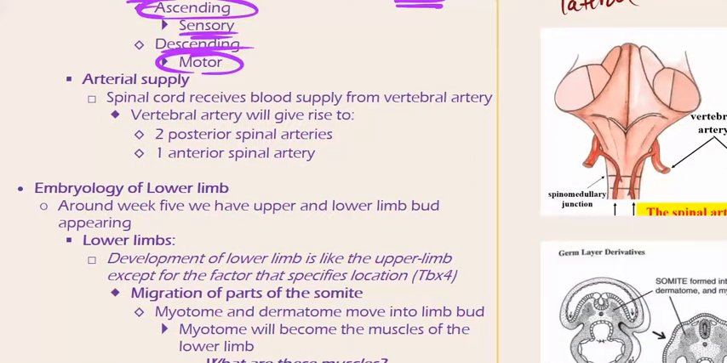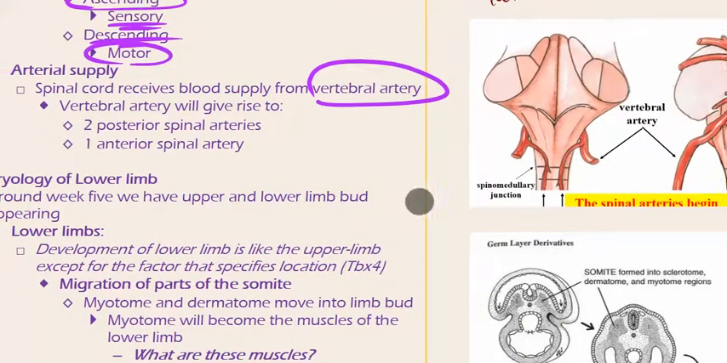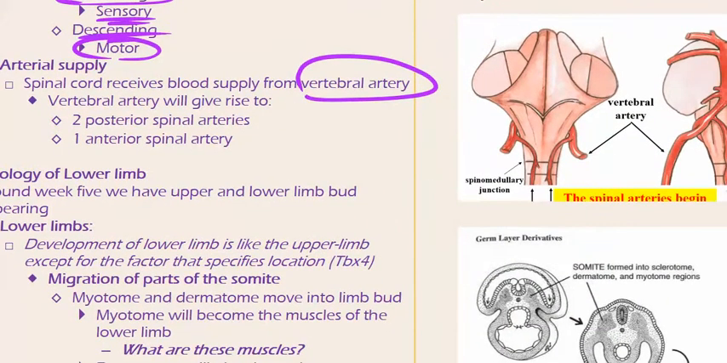So how is the spinal cord getting its blood supply? It's going to get its blood supply from the vertebral artery. Right? Does anyone know where the vertebral artery is coming from? Circle of Willis. Okay, it feeds into the circle of Willis, but where is the vertebral artery coming off of? Did you guys already learn about the circle of Willis?